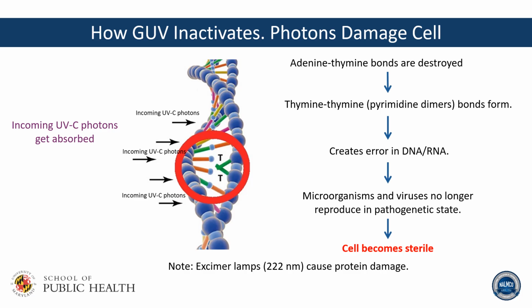Now, these dimers create an error in the DNA or RNA, depending on which structure is getting hit. This then leads to microorganisms and viruses no longer being able to reproduce in their pathogenic state. The cell then becomes sterile. What is noteworthy is that the excimer lamps, the krypton chloride lamps generating 222 nanometers, specifically cause protein damage.